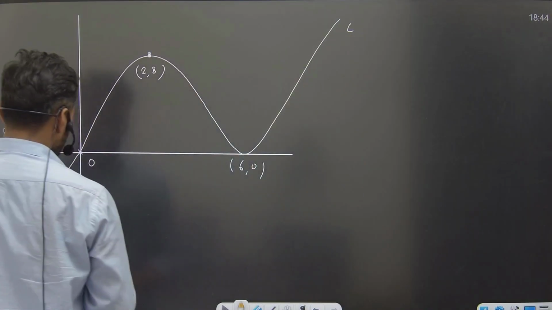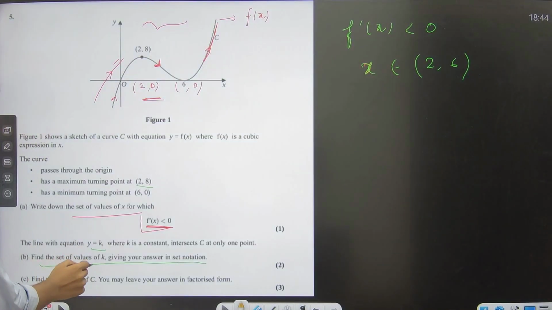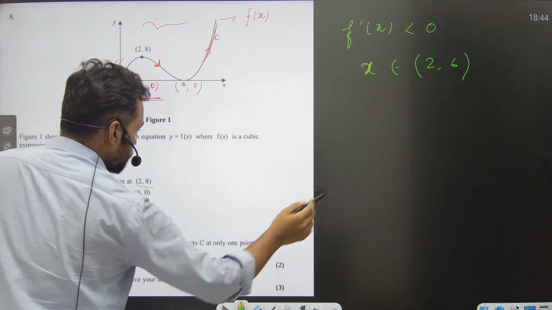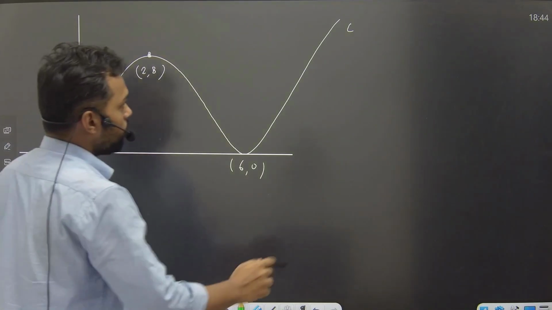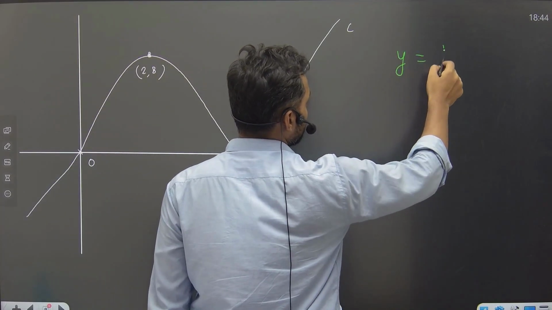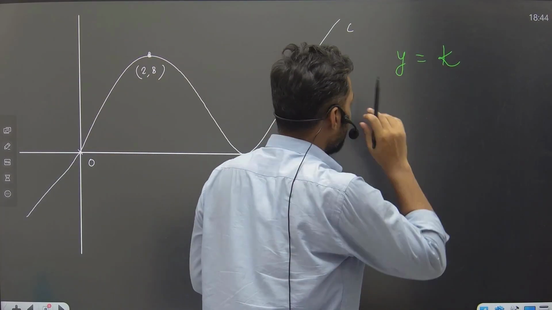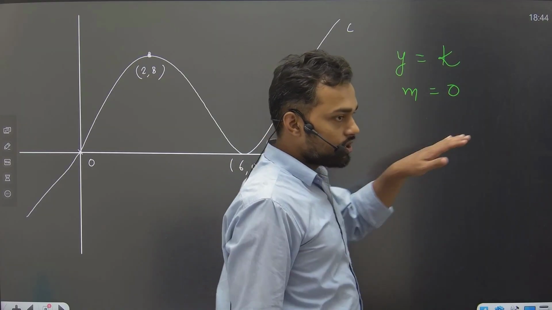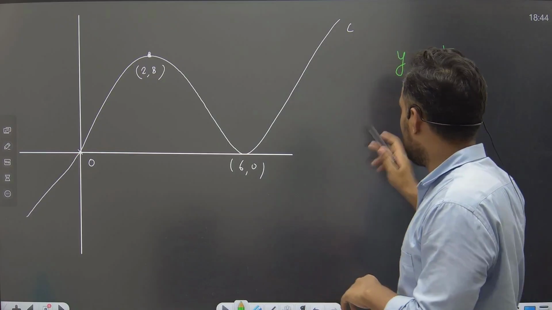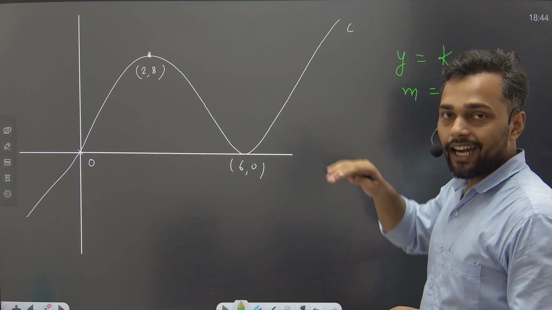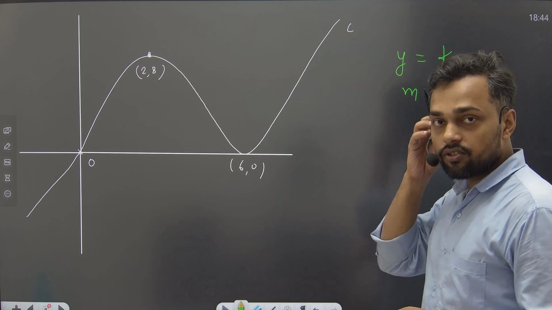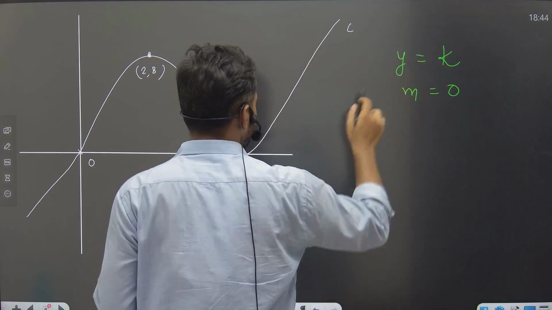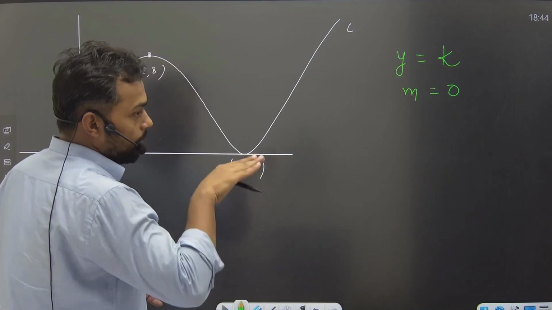Now in the question, students, they have told the set of all values of k, giving your answer in set notation form. y is equal to k. So what was the equation of the line which is intersecting? That is y equals k. So from here you can say what will be the slope of this line? 0. It is a horizontal line parallel to the x-axis, because the x component is not present here. So it is a straight line, parallel to the x-axis.